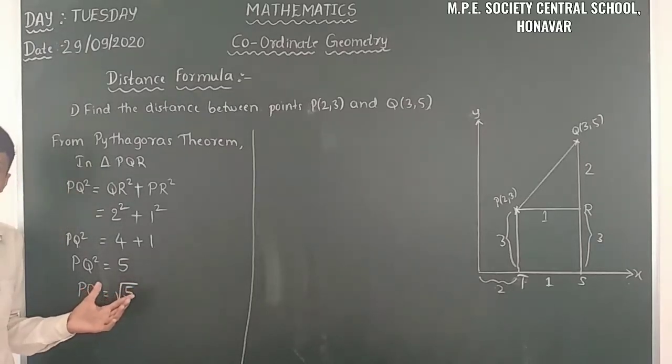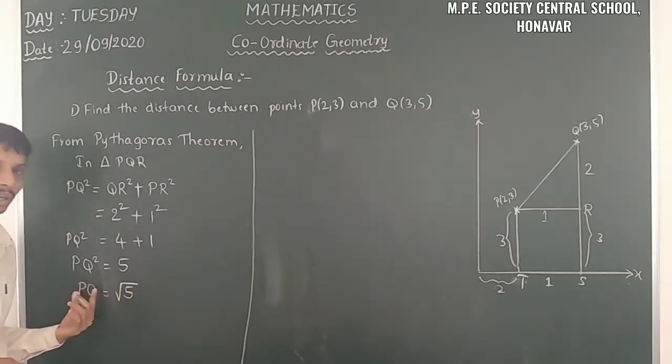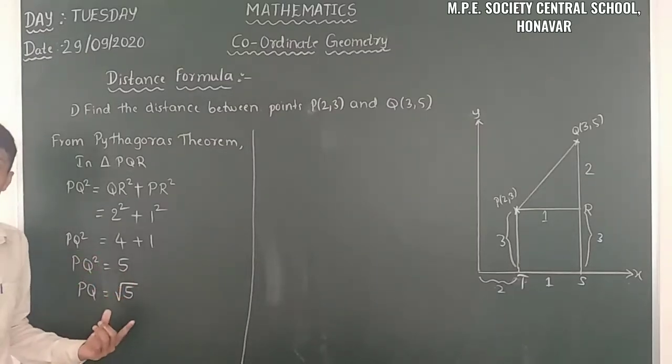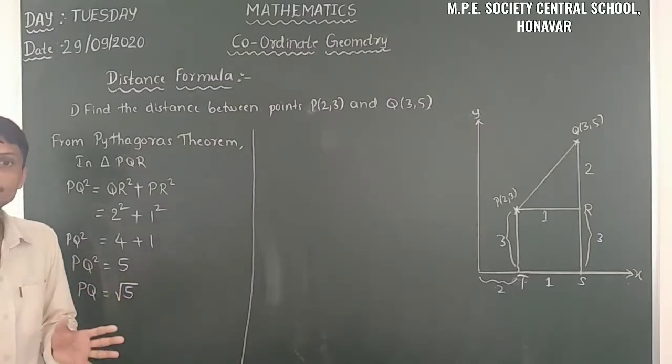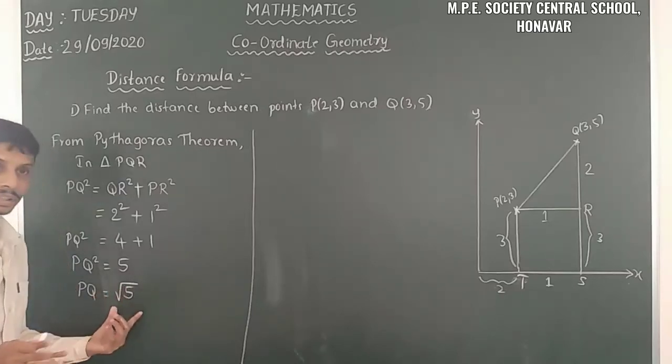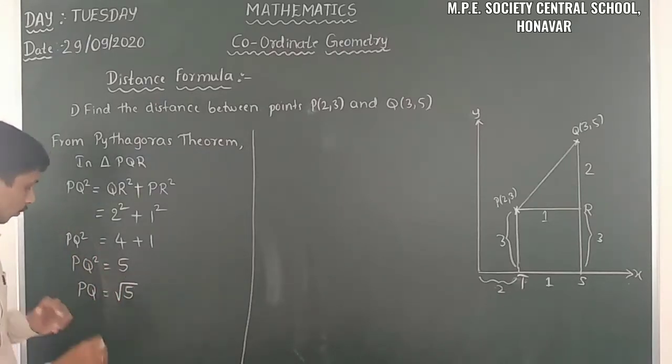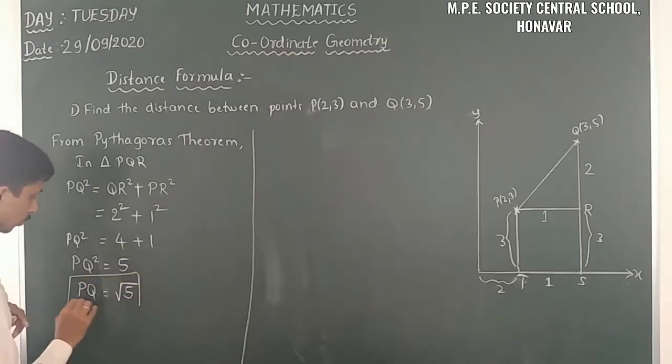When we take the square root, when we transpose this square to square root, so we have plus or minus, but it's a distance. There is no case of negative sign. So that's why I am taking only one. It is plus root 5. Yes. So we have the value of PQ is root 5.